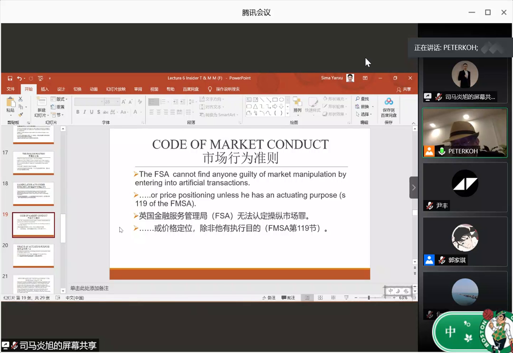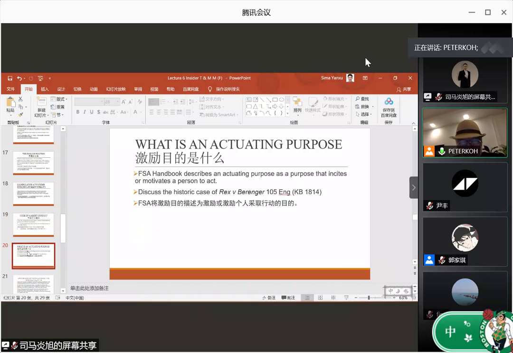It's a little bit different from criminal law. Criminal law is mens rea, but in securities and market abuse, it is called actuating purpose, which is a new term. You have to define what is actuating purpose. Okay, now come to 20, please. Now, what is an actuating purpose?